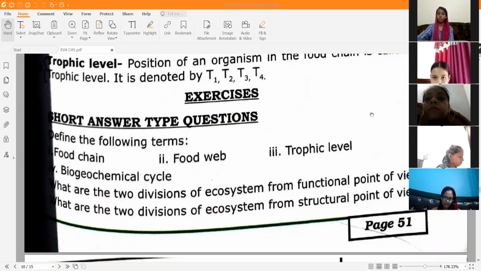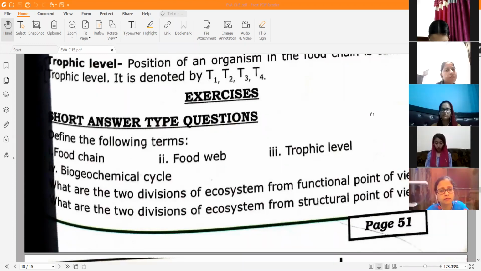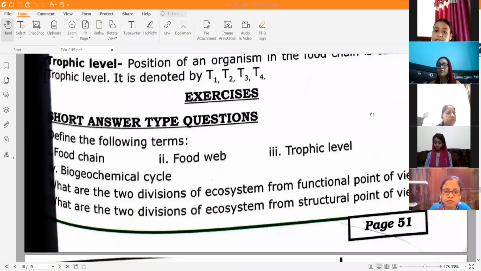Yes, Ananya, answer. Two divisions of ecosystem from functional point of view. Ma'am, from functional point of view, each ecosystem can be divided into two components that are autotrophic component and heterotrophic component. Ma'am, do we need to explain also? No need to explain. It's a short type. If it is of 3 marks, then you will explain. If it's of 2 marks, then no need to explain.